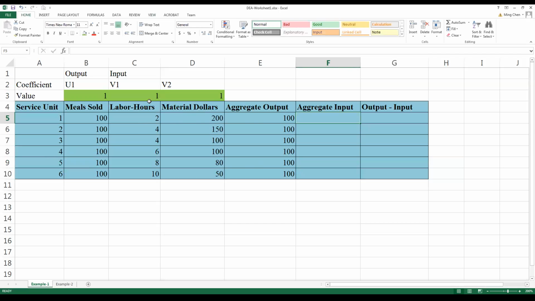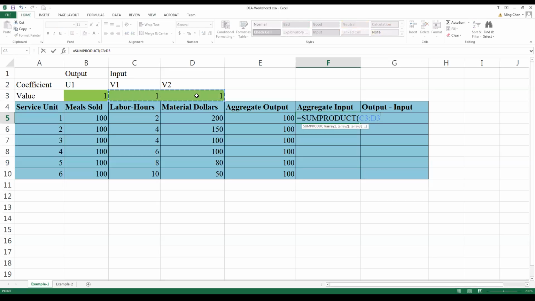So the way to aggregate will be the coefficient value 1 times the corresponding input, which is 2, plus the coefficient value 1 times the corresponding input, which is 200. So that's how we aggregate. That's how we take the weighted average. Okay. So you can view these two coefficient numbers as weights. We take the weighted average. So 1 times 2 plus 1 times 200. If you recall the structure like this, we can use a function called sum product.